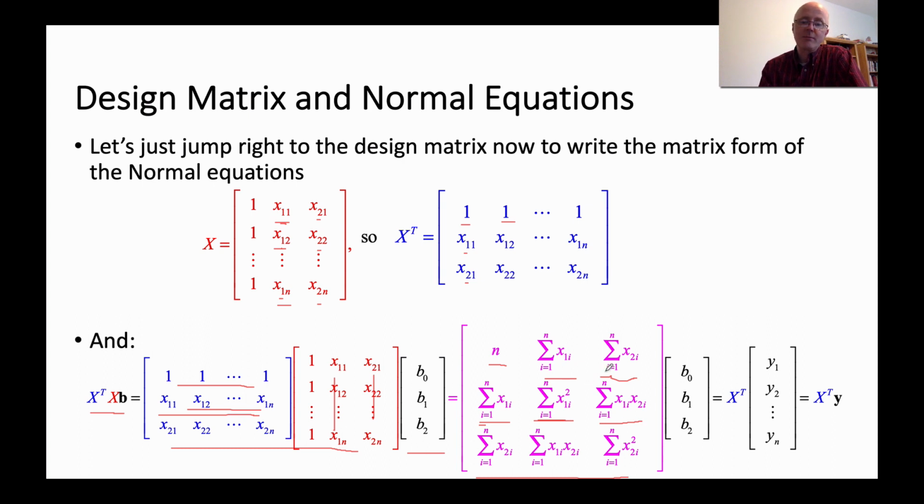Once again, this is a symmetric matrix. This number matches this one, this number matches this one, this matches this. It's a symmetric matrix. Its transpose equals itself, actually. There's the unknown vector. There's x transpose times y. I didn't actually simplify it, but that's what would be on the right side.